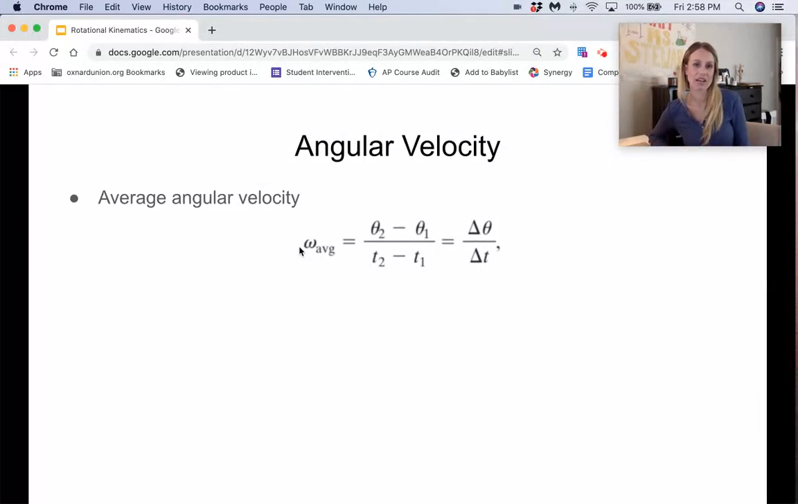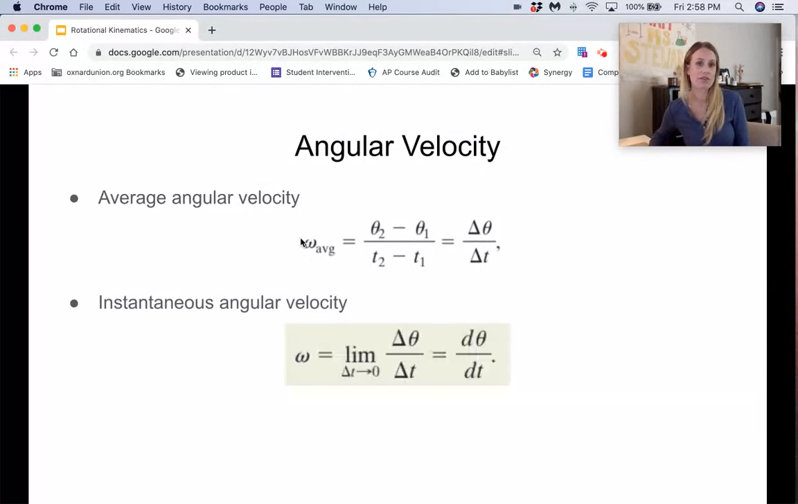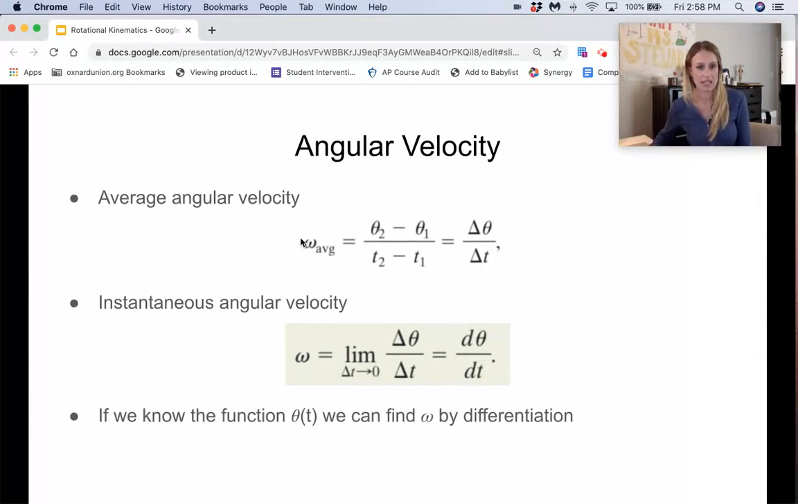That's our angular velocity. Okay, so this is the average, and then of course we have instantaneous, when it is changing in a very, very small time interval. So if we know the function of that angular position as a function of time, we can just take the derivative of that function with respect to time and find our angular velocity function from that.